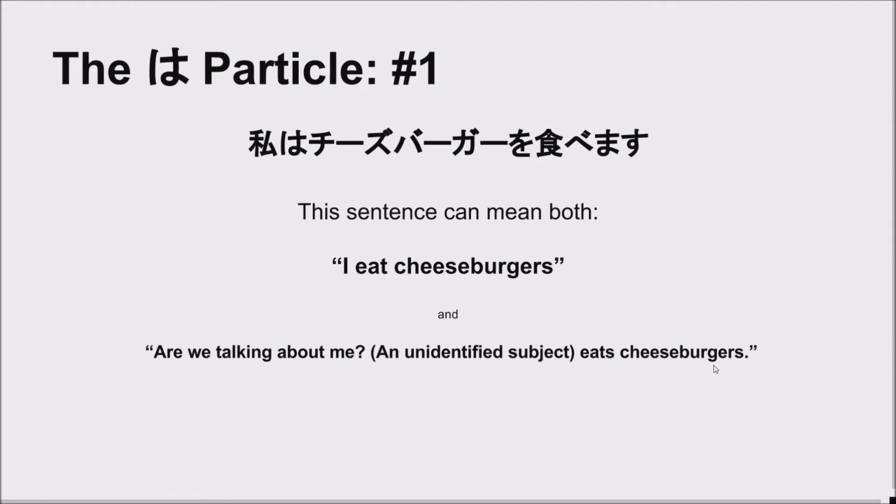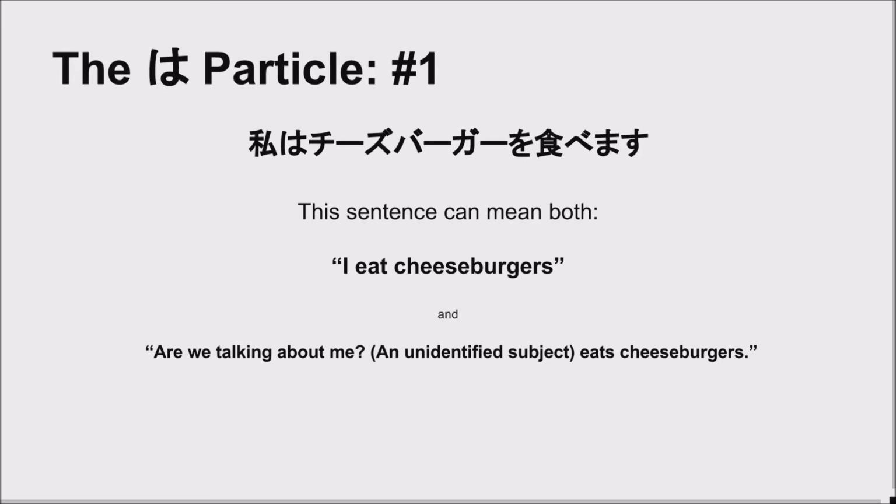This sentence does have two meanings. I eat cheeseburgers definitely is a translation of this sentence, no problems. But we could also be saying, me? Are you talking about me? Well, something that we're not saying eats cheeseburgers. We could say watashi wa, then throw another noun in there and say ga cheeseburger tabemasu, and it'd be a really weird way of saying it, but are you talking about me?